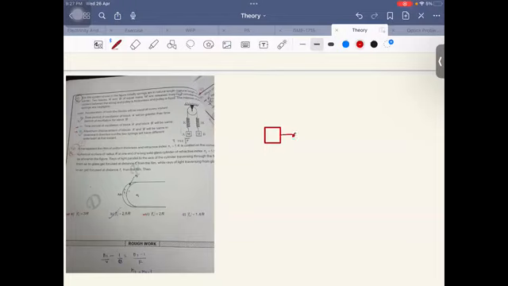Easy for me to analyze. No, the springs are in series. You guys know, no? What will be the equivalent spring constant? 1 upon K plus 1 upon K, the whole inverse. So actually, you guys can solve it.